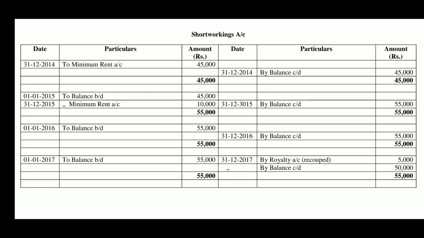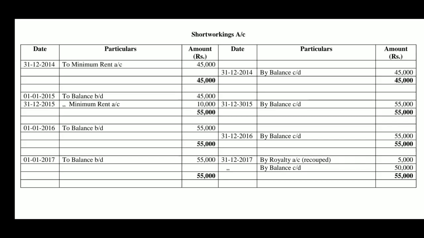In the second year, 10,000 are short workings. Now, totally at the end of 2015, 55,000 is the balance in the short workings account, that is a debit balance in the short workings account of 55,000, which is carried forward to the next year, that is 2016.